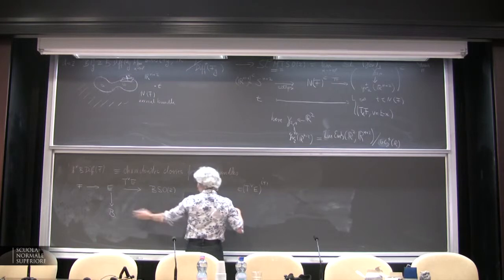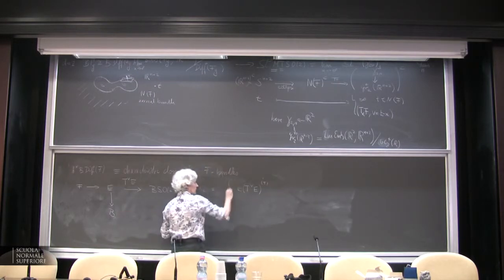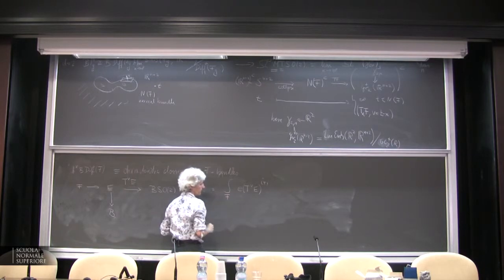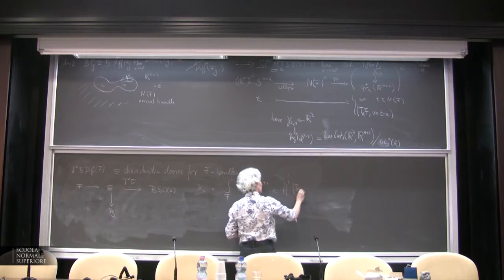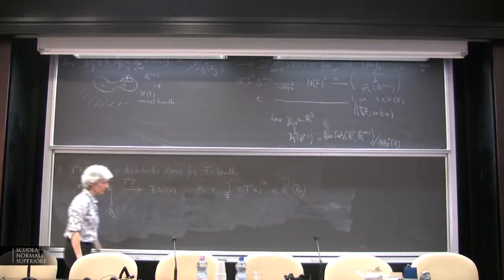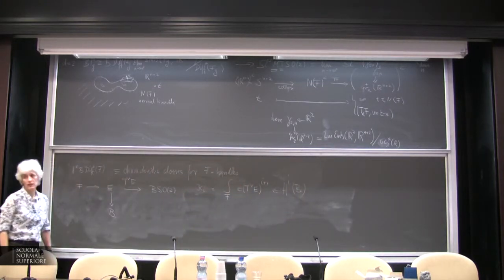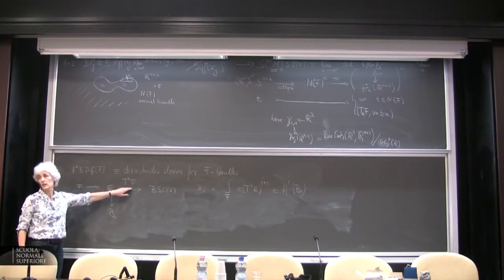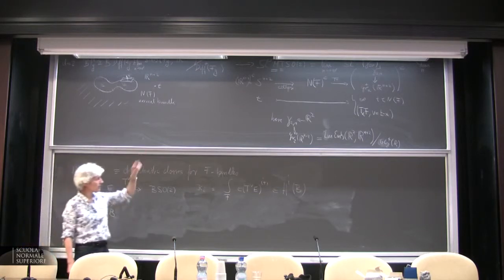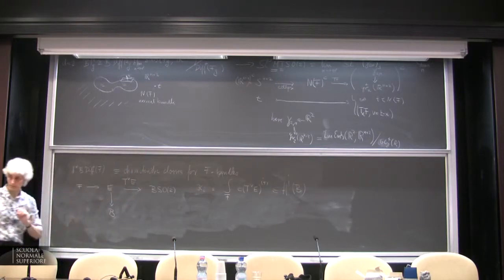But I want something in the cohomology of B, and in order to go down, you just integrate over the fiber. So now this is a class in the cohomology of B. That's where it comes from. So here, you're clearly using the tangent bundle. And that's, I guess, my answer.